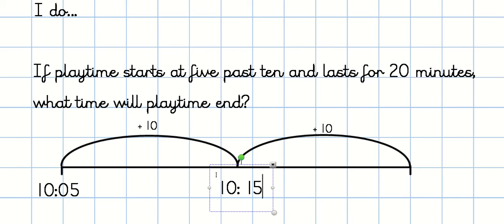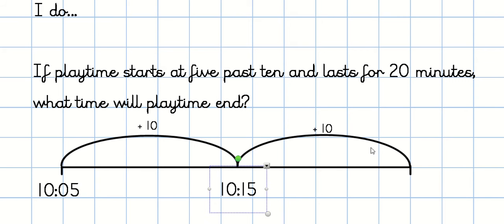10:15. Great maths if you managed to do that at home. Because we've jumped on 10 more minutes. So 10:05, 10:06, 10:07, 10:08, 10:09, 10:10, 10:11, 10:12, 10:13, 10:14, 10:15. 10:15. We've gone forward 10 more minutes.